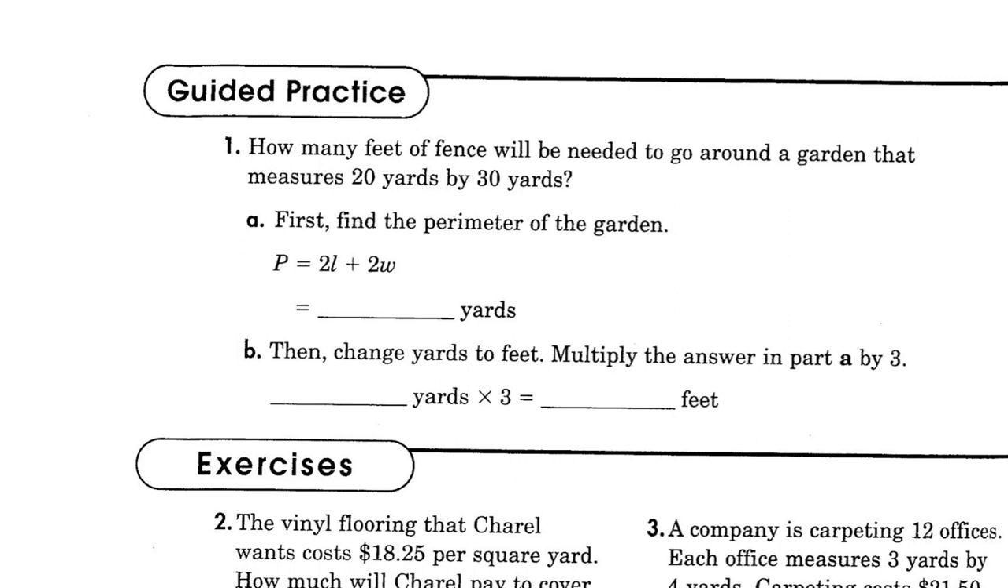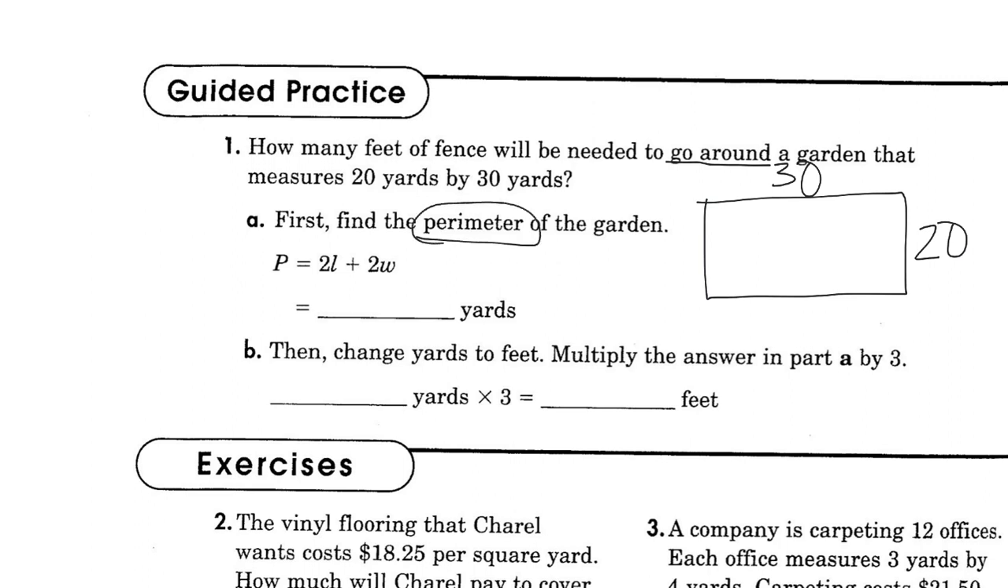All right, for a guided practice, it says, how many feet of fence will be needed to go around a garden that measures 20 by 30 feet? Well, I like to start off by drawing a picture. So here's my garden, and I know it's a 20 by 30. Now, I got to think, is a fence going to go around or is it going to fill in? Well, a fence is just going to go around the garden. So that means I'm going to find the perimeter.